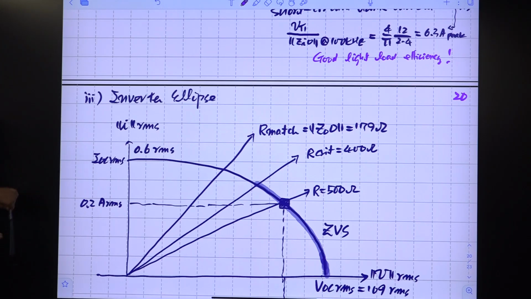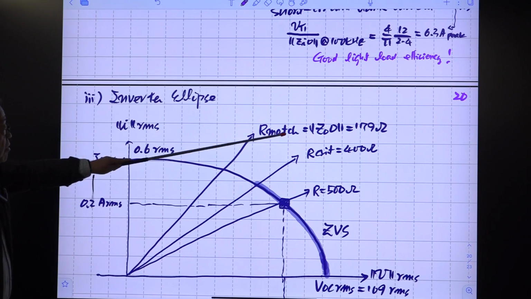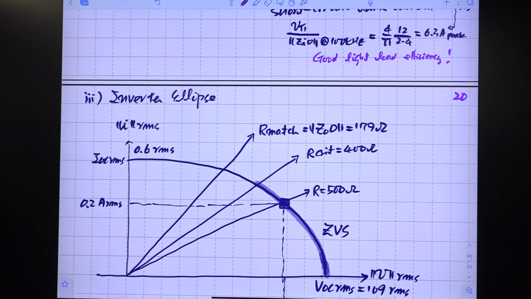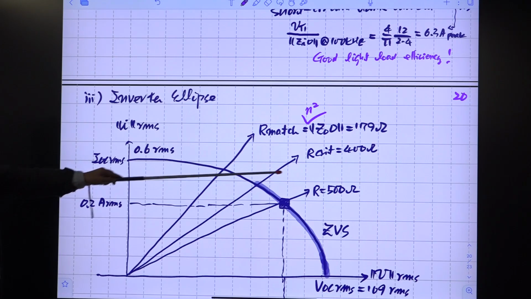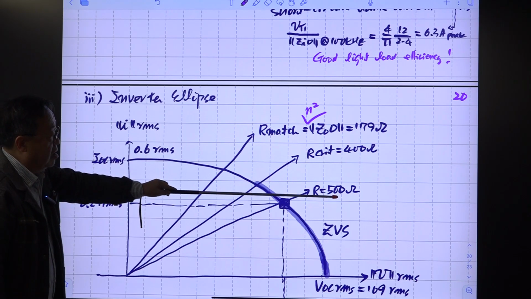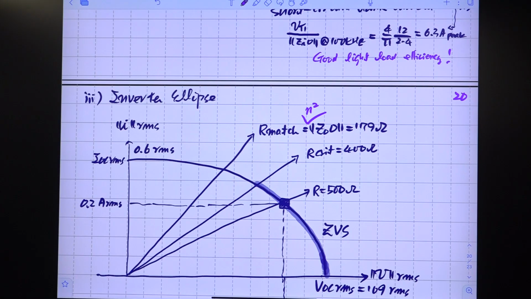So we calculate this, and we know this R match. Oh, something is missing here. We are seeing everything at the output side, so N squared is necessary here, and R critical is calculated as 400 ohm, and the R is the R we are using. Okay, and the equation for the R critical needs N squared because you are seeing R critical at the output port, and inside of the tank network we calculate this number.